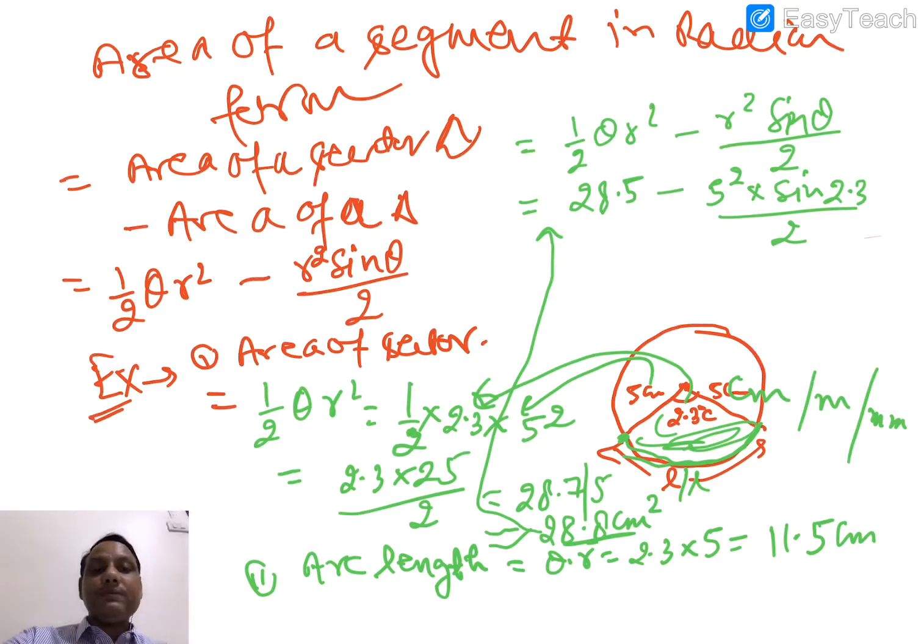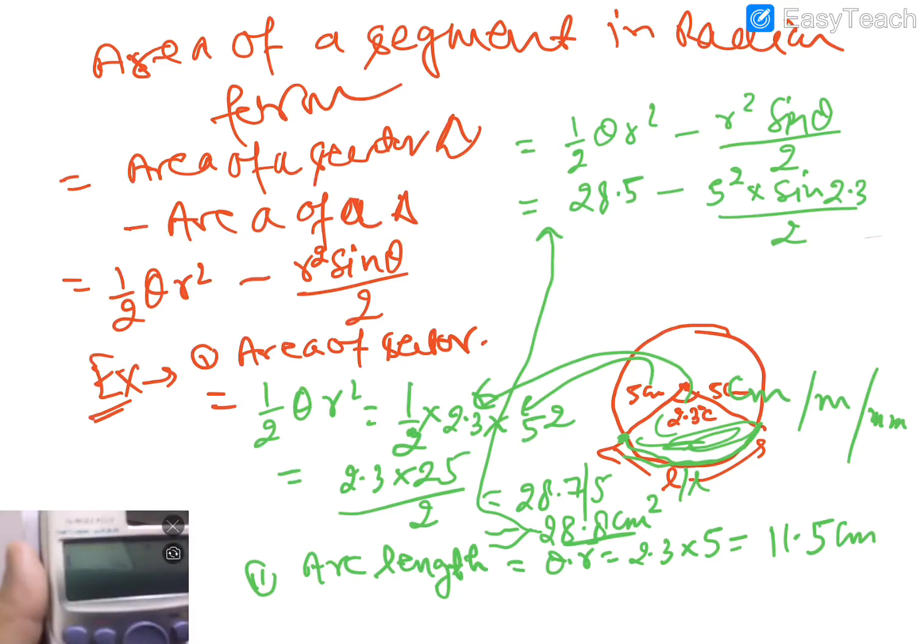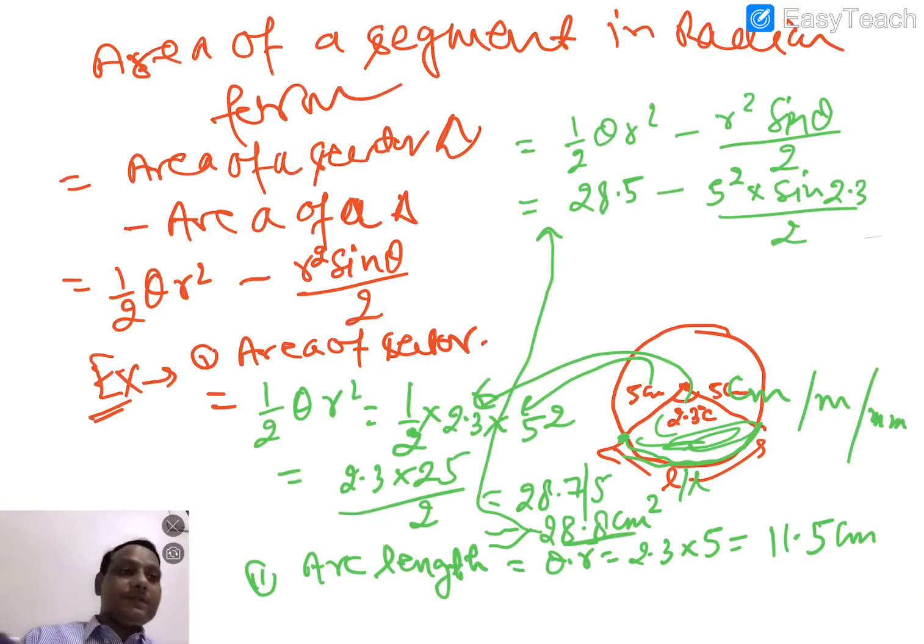So here I'm just using the calculator. I will show you soon. Just see here, we have to write 5 squared times sine 2.3, right? What answer I got, and I divided by 2, so I got 9 point something. So here 28.5 minus 9.32. I round up to two decimal places.